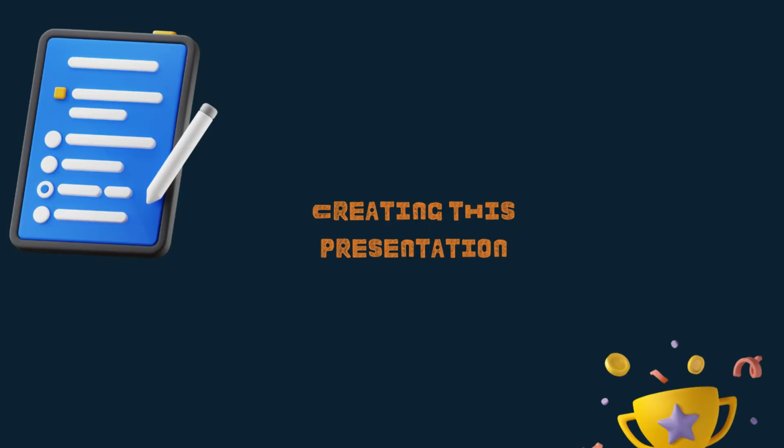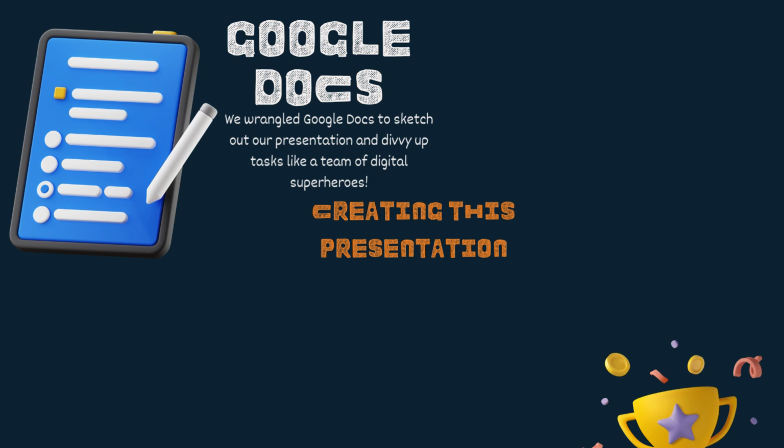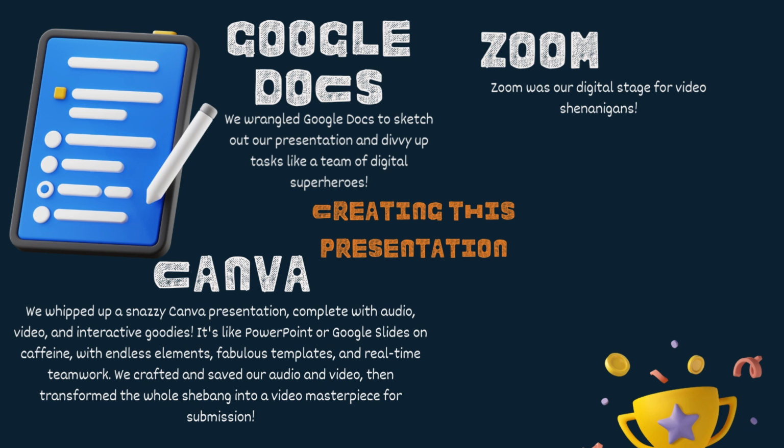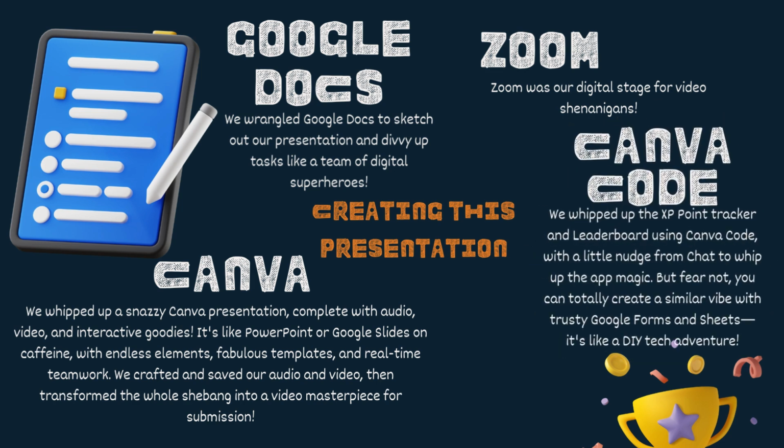We thought we'd share some of our apps that we use to create this presentation on gamification and how you can as well. We use Google Docs to collaborate in real time and divvy up the work. We use Zoom to do our video shenanigans. We used Canva for the presentation because you can turn the presentation into some really cool elements and designs. And we used Canva code to make that XP widget and designed it for our game. We hope you had a lot of fun with it.